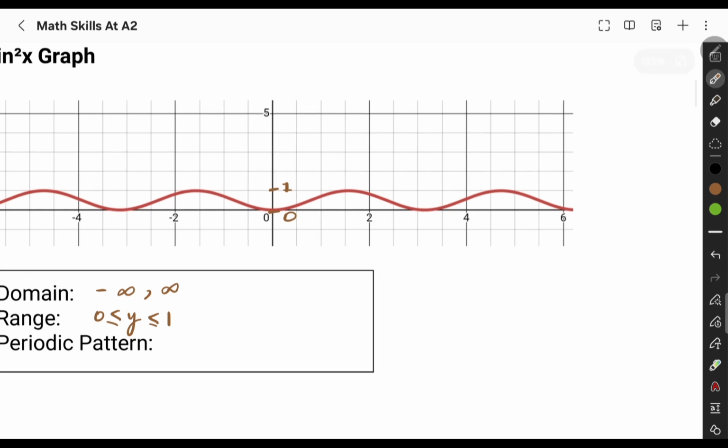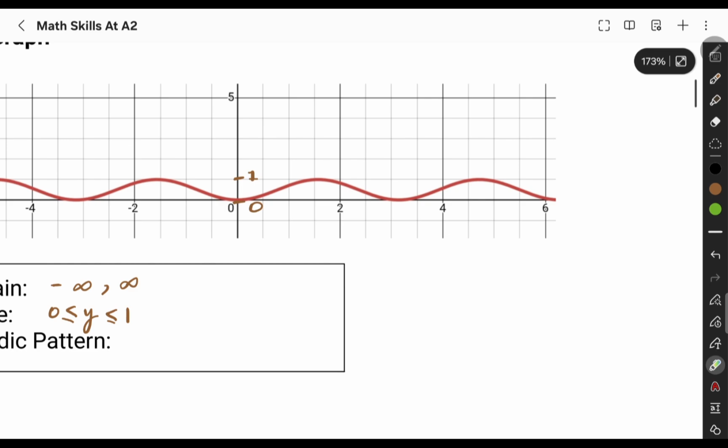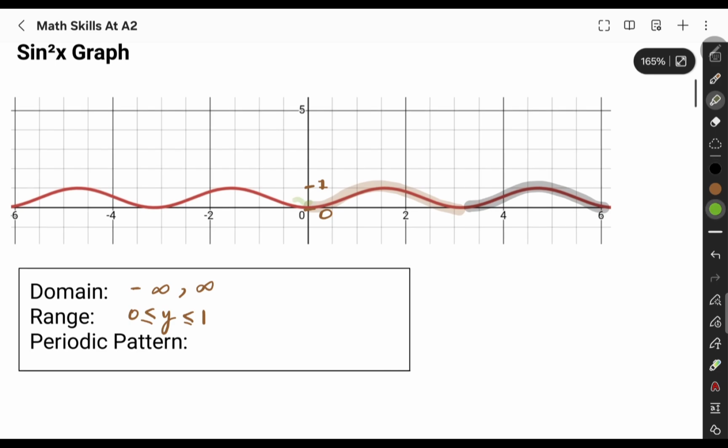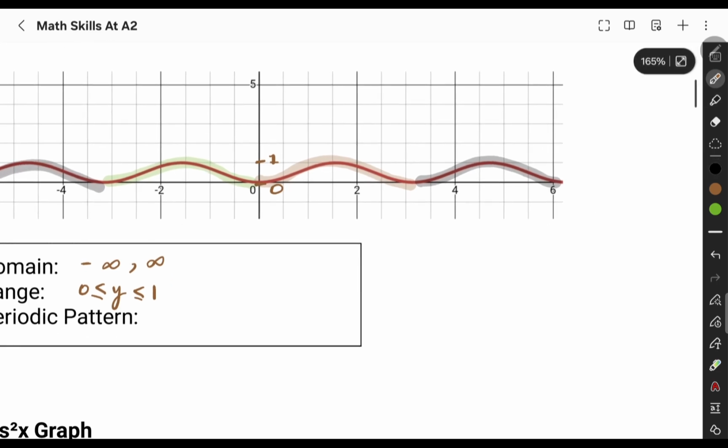Now for the periodic pattern, you can see that the pattern repeats. So this is the pattern, and then it repeats again. It's like a hill pattern. So again, same thing here, and then it repeats again. Okay, so we want to find the periodic pattern.